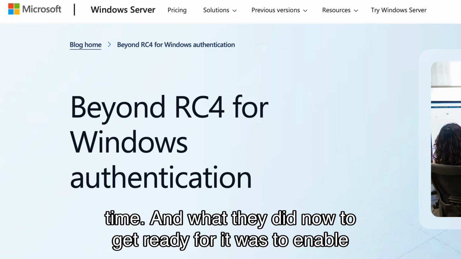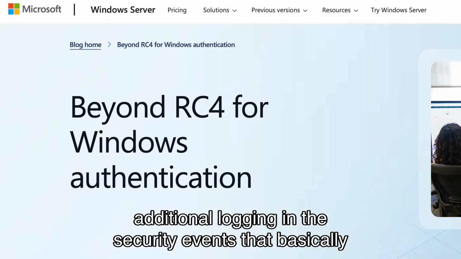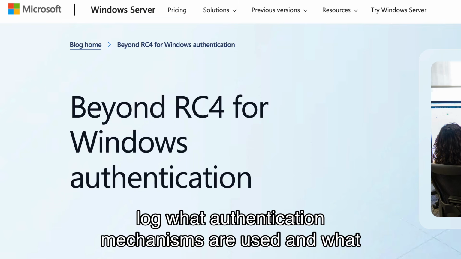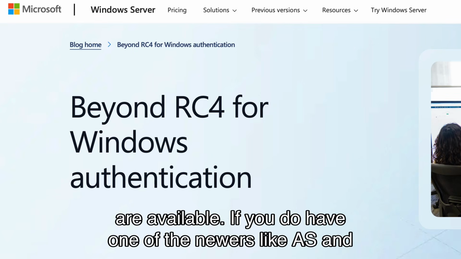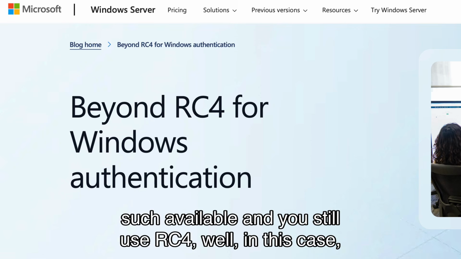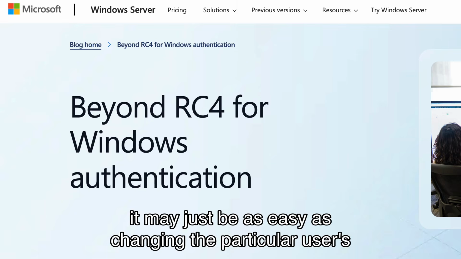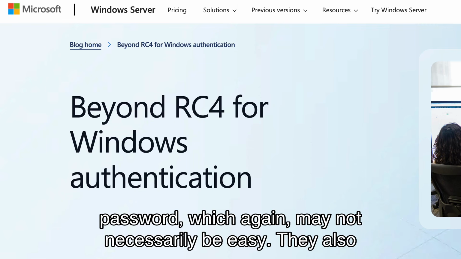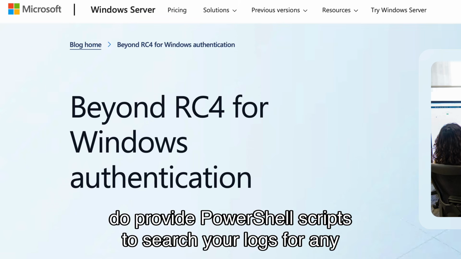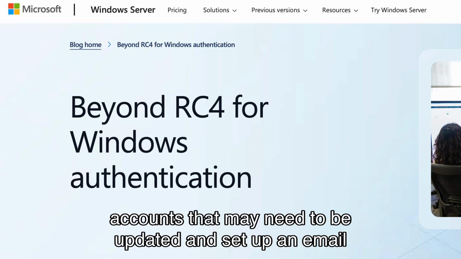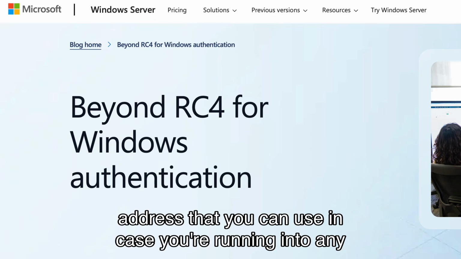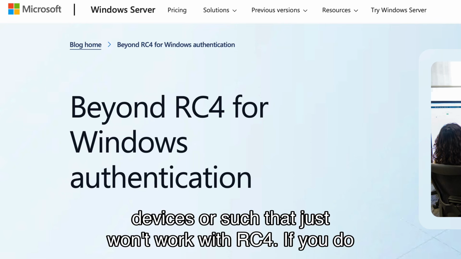And what they did now to get ready for it was to enable additional logging in the security events that basically log what authentication mechanisms are used and what are available. If you do have one of the newest, like AES and such, available, and you still use RC4, well, in this case, it may just be as easy as changing the particular user's password, which again, may not necessarily be easy. They also do provide PowerShell scripts to search your logs for any accounts that may need to be updated and set up an email address that you can use in case you're running into any devices or such that just won't work with RC4.